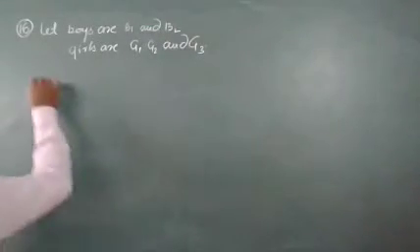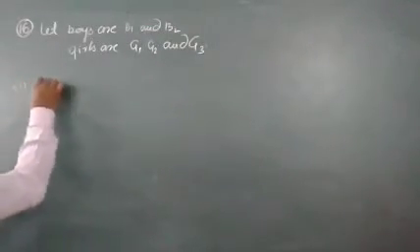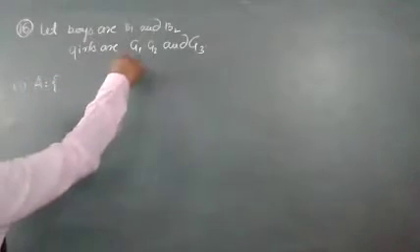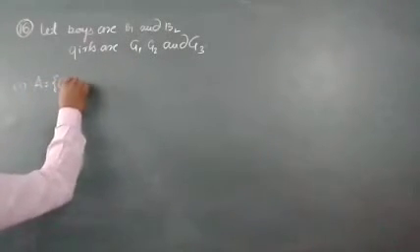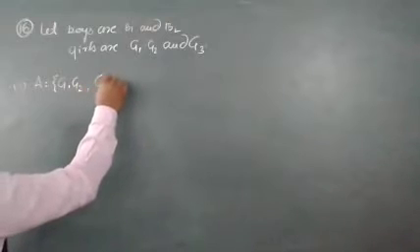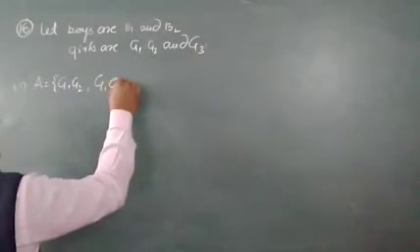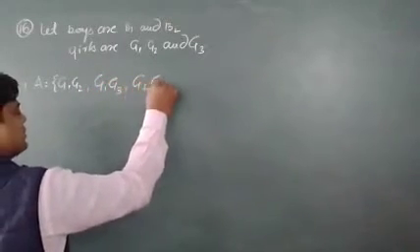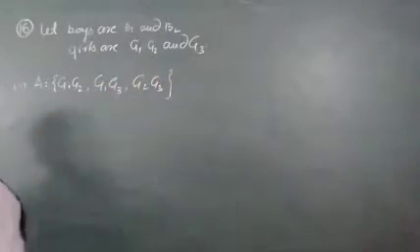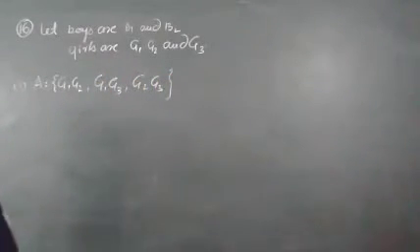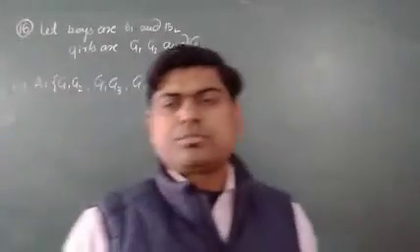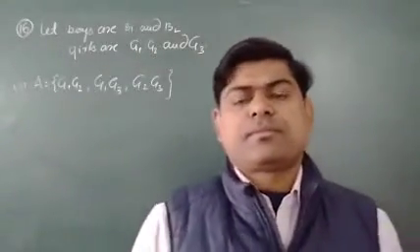That first event is represented by A and it's written that both selected children are girls. Now tell me, A can be written as both are girls. Either I take first and second girl, or first and third girl, or second and third girl. Now tell me, is there any other option to select?